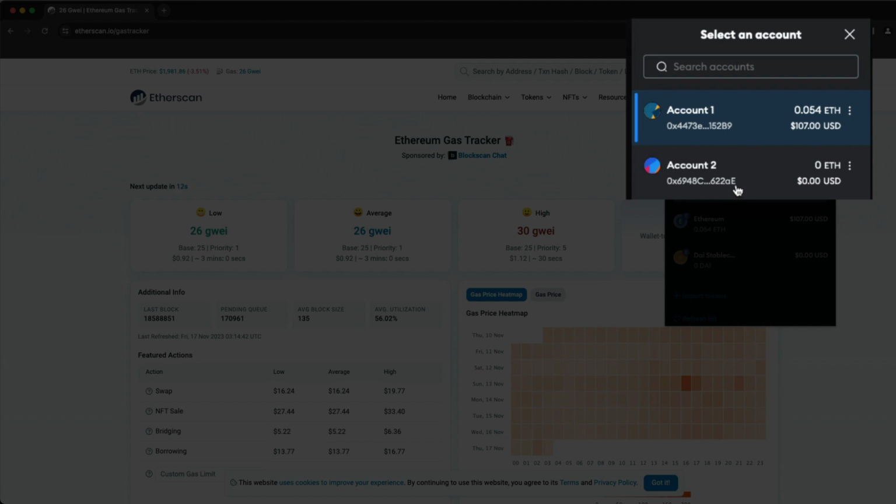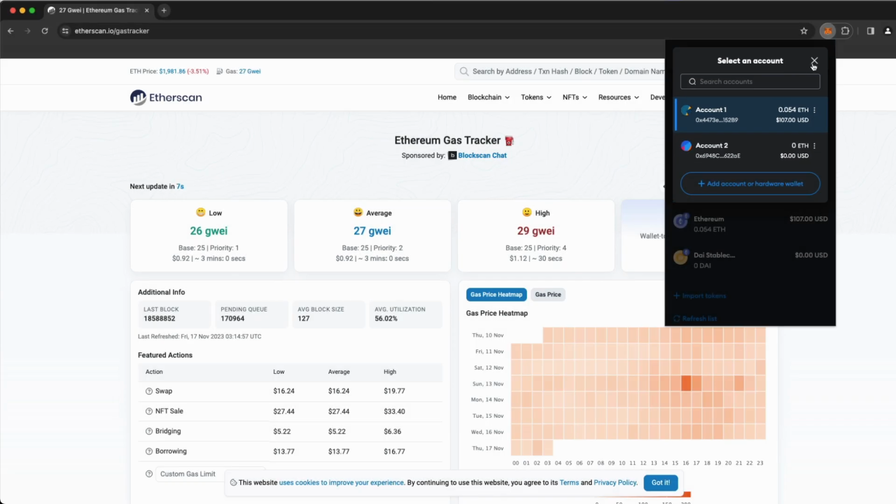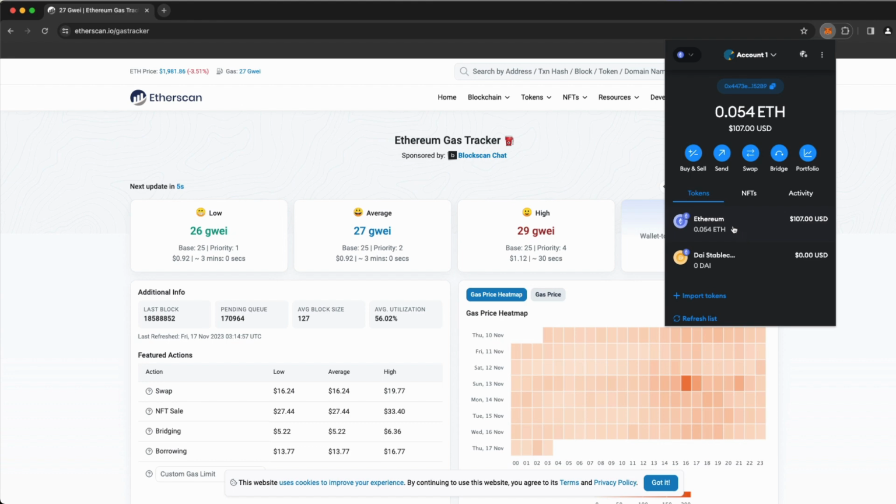They're different wallet addresses, so they're completely separate. It's like having two wallets now. I have one MetaMask wallet, but I have two accounts in it, so it's like having two separate wallets in some ways. That's the nice thing about MetaMask. It's very nice that in a few seconds I was able to create a second account. How cool is that?